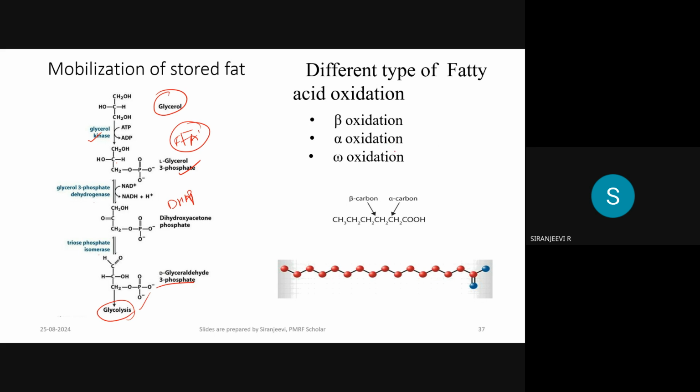For the beta oxidation, if you go back to the chemistry and look at the carboxyl group, the first carbon attached to the carboxyl group is called the alpha carbon. The second carbon is the beta carbon, and the furthest, final carbon is called the omega carbon. So based upon where the oxidation occurs, it can be the alpha oxidation, the beta oxidation, or the omega oxidation overall.